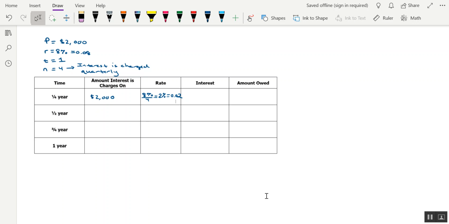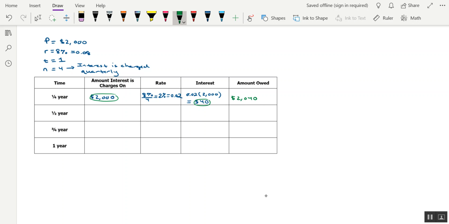So when the $2,000 has the 2% interest charged on it, in other words, if we take 0.02 and multiply it to the 2,000, we wind up getting $40 even. So at the end of a quarter year, we currently owe $2,000 plus $40, or $2,040.